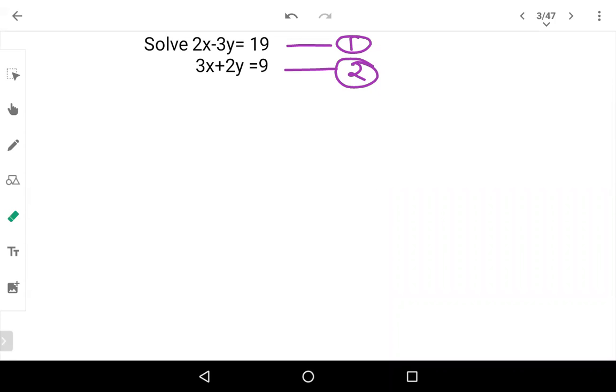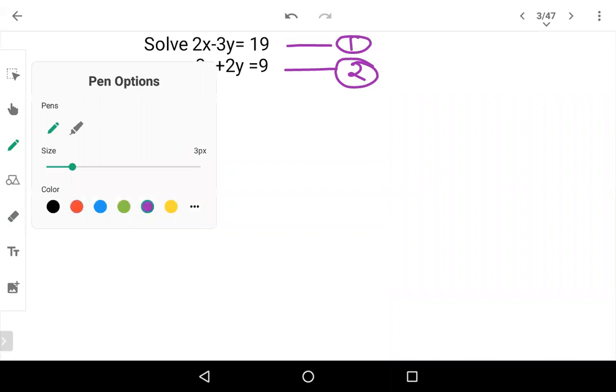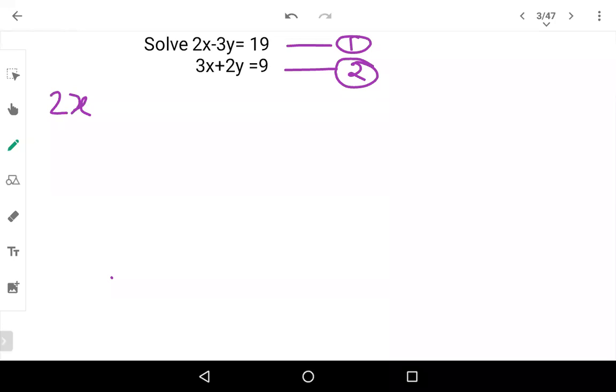They will either miss out on the sign. In the place of minus they'll put plus, or in the place of 3 they might put 8. So write down properly and then solve. Okay, now let us copy down this question once again. So it's going to be 2x, let me change the color, 2x minus 3y is equal to 19. 3x plus 2y is equal to 9.